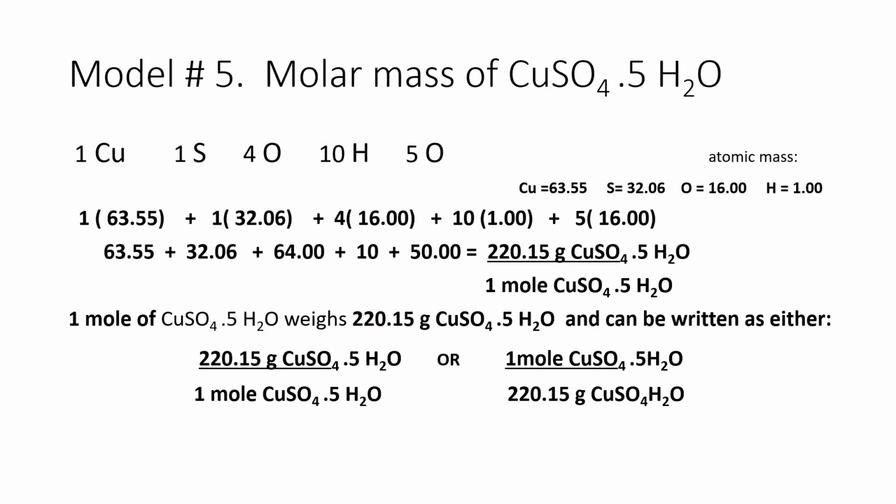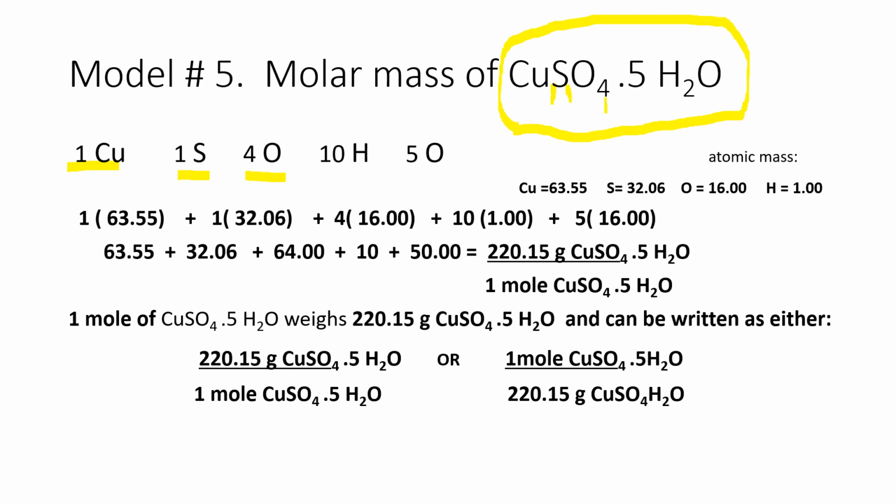And the last model we have is this, molar mass of copper sulfate pentahydrate. Okay? So again, the first step is to identify the type of atom and to count the number of atoms. Copper here, you only have 1 subscript, therefore 1 copper atom. 1 sulfur atom. You have 4 subscript for oxygen, so 4 oxygen atoms.